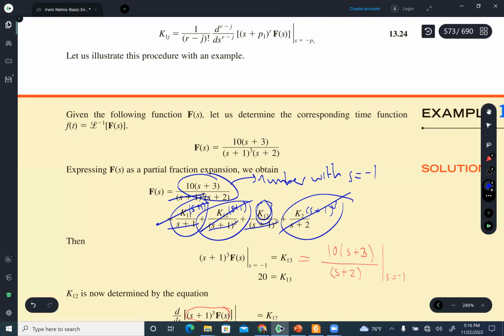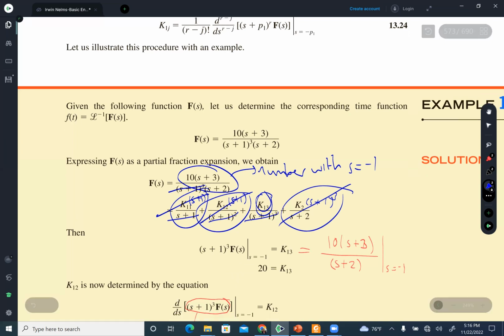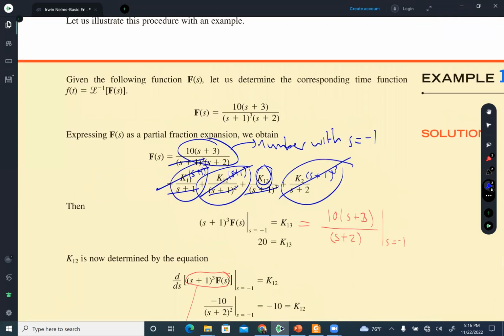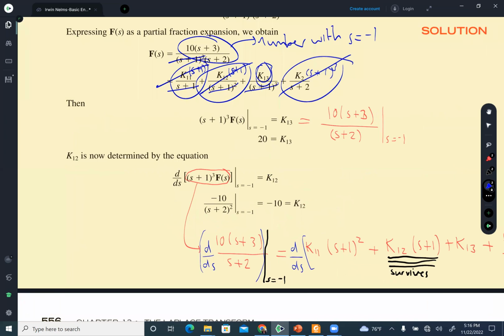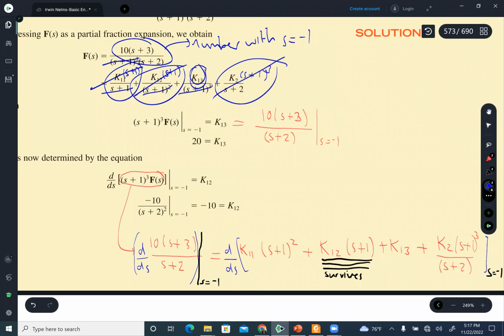Now, things get a little bit more hairy when you want to find the other constants. So let's try to find, for example, K12. We found K13. Let's find K12. So it's claimed here that if you want to find K12, multiply everything by s plus 1 cubed, and then take some derivative. It's kind of mysterious. Why are we taking derivatives here? But it will become clear when we actually write everything out, which I already did for you guys here, right?